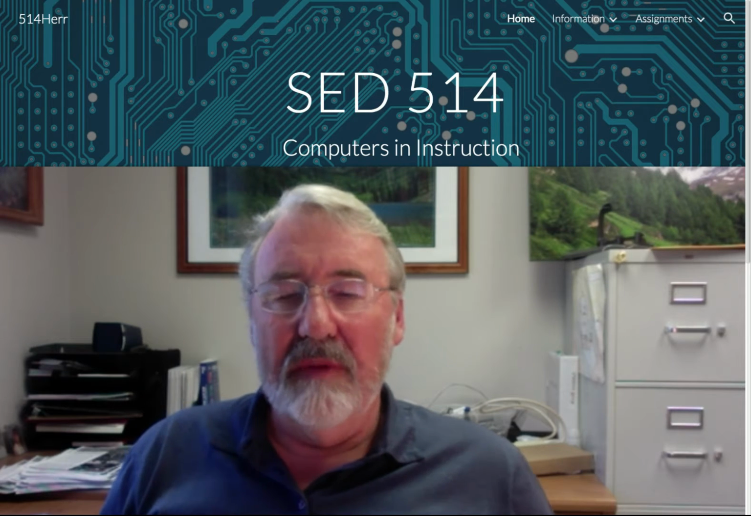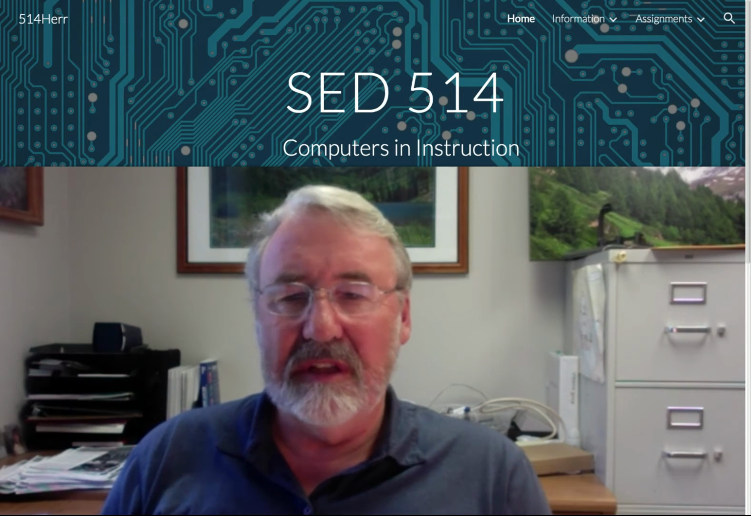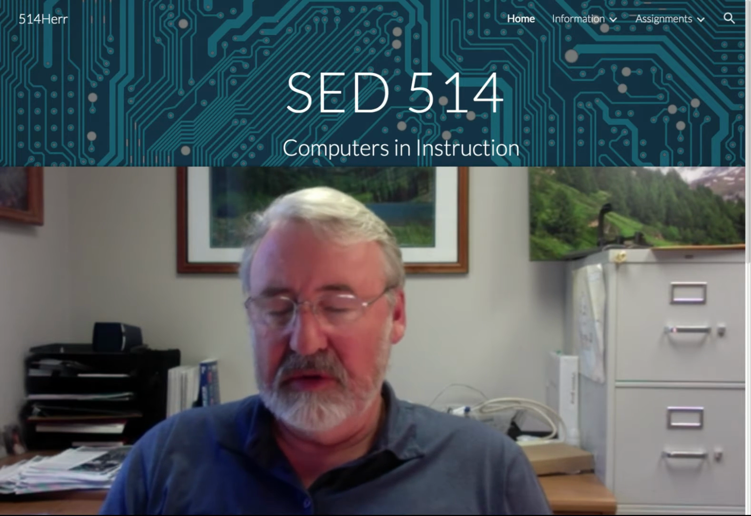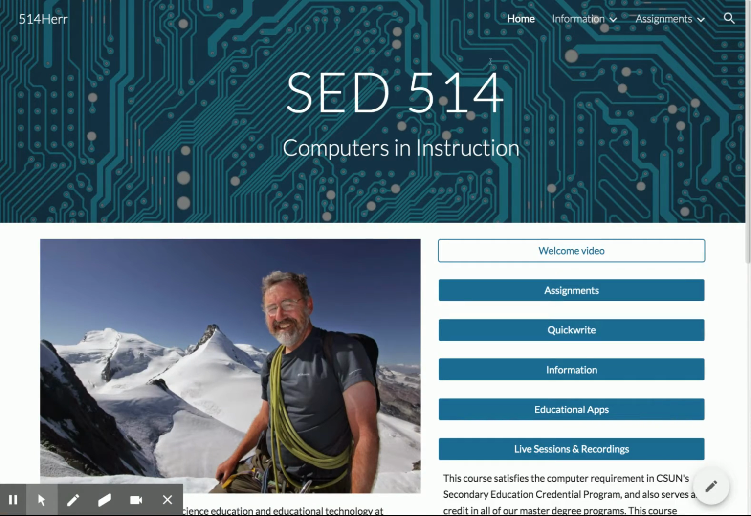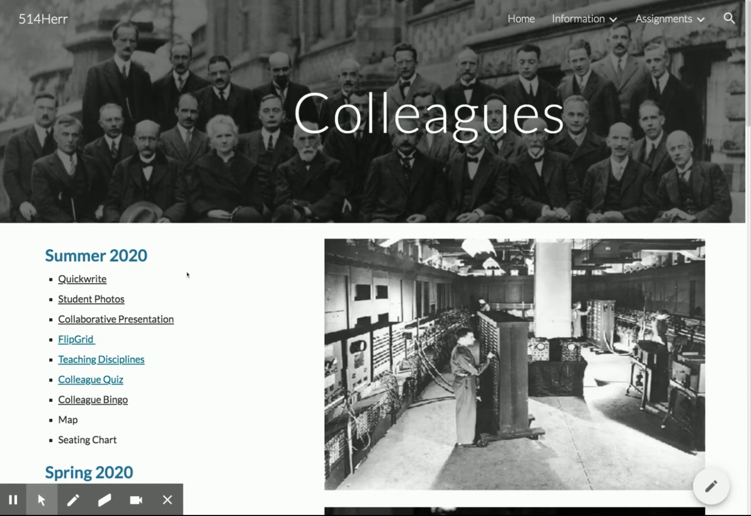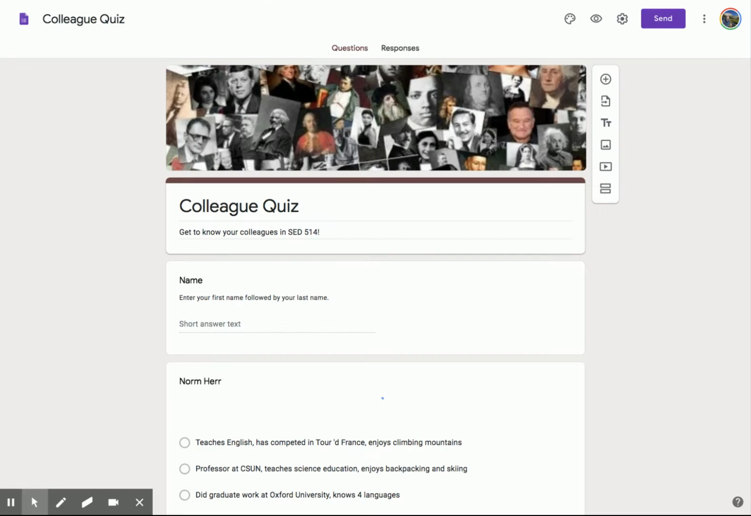And so we're going to make a quiz where each student in the class is going to enter a question about themselves, which ultimately the other students will answer. So you want to click on the information tab up here and go to the colleagues link. So this is the colleagues link here. And you'll see that there is an option down here. It says colleague quiz. If you click on the colleague quiz, what that's going to do is it's going to take you to a Google form.